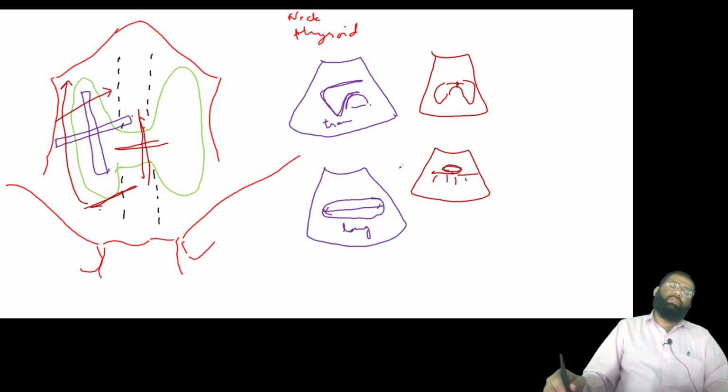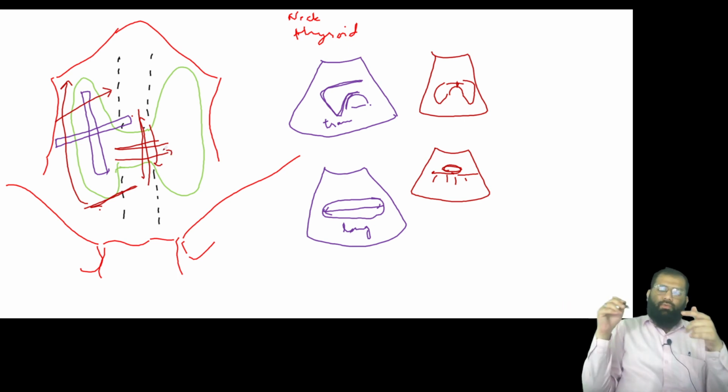Placed over the trachea. So this is the type of image you get. Also, you scan along the isthmus from superior to inferior and from right to left or left to right to look for any nodules if present within the isthmus.